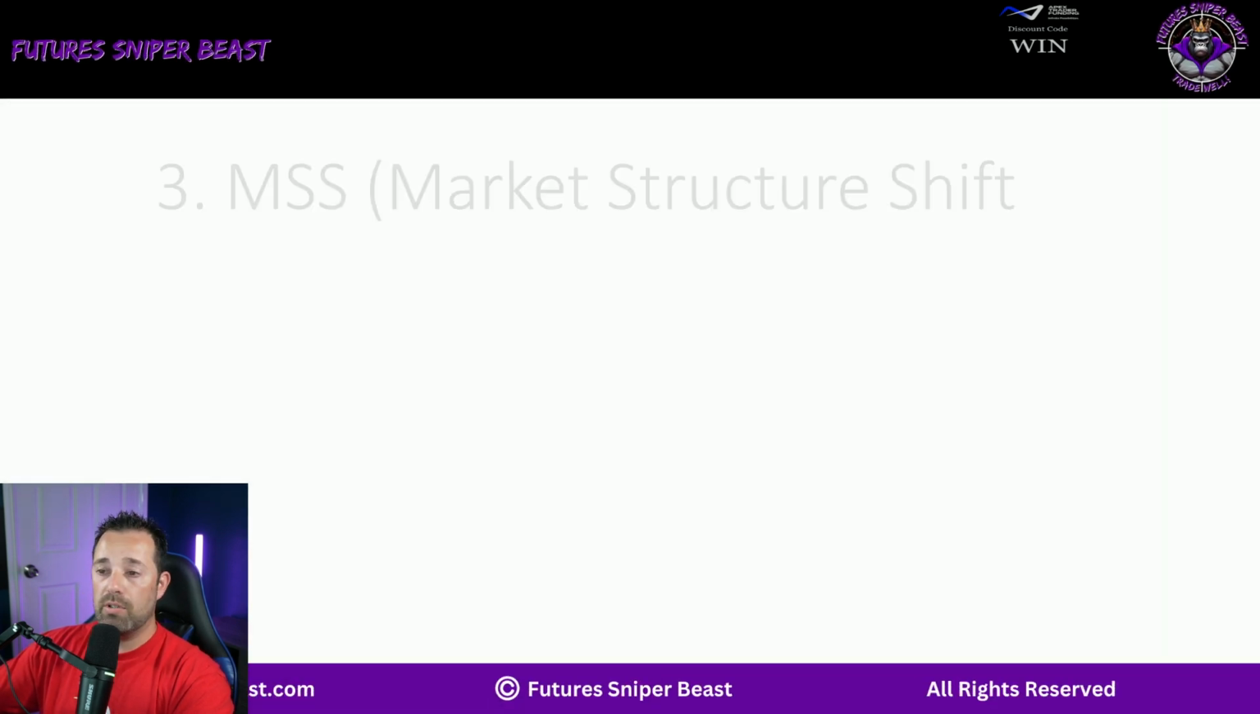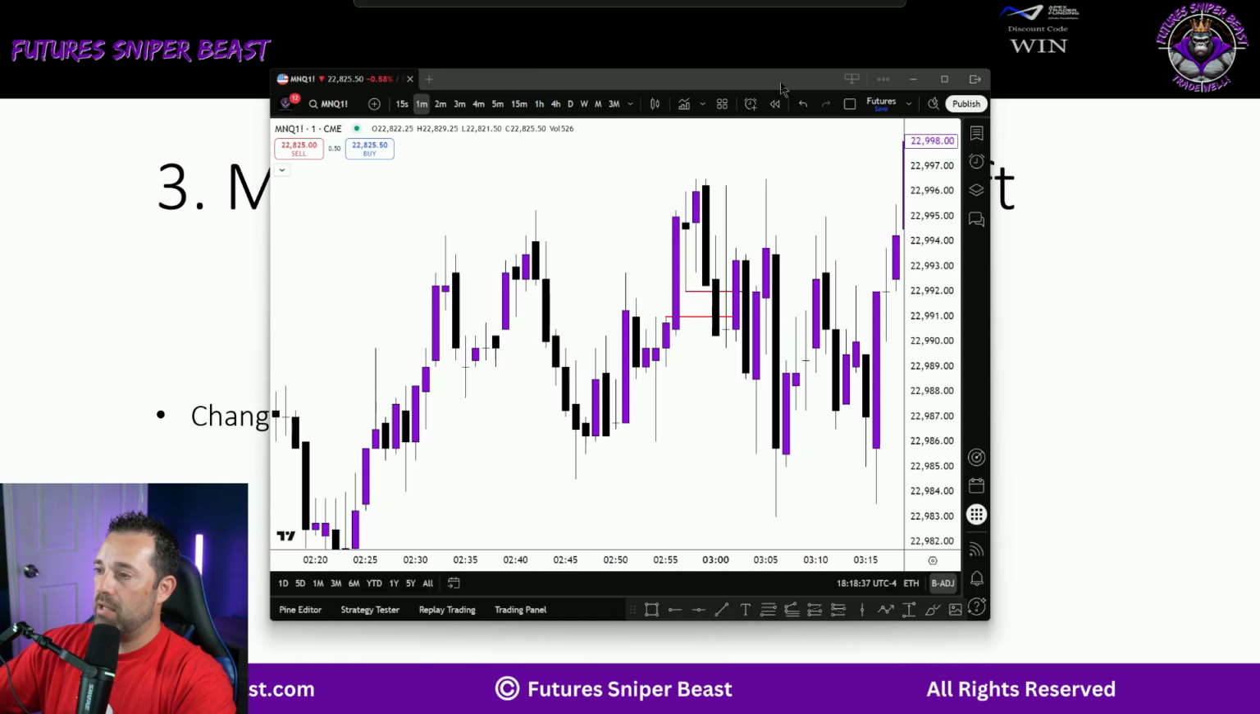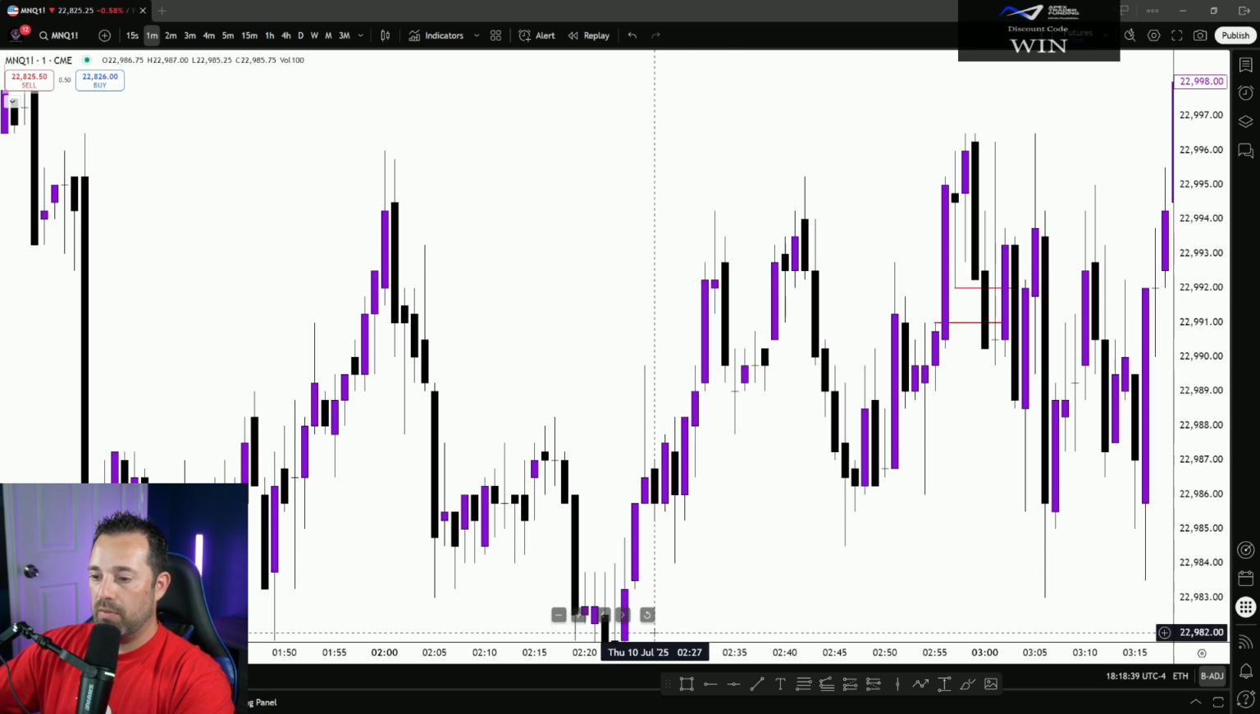Next one is going to be market structure shift. Okay. And these are all elements to a trade. All of these are elements to a trade, how you put them together. I show you in all my other videos how I put them together, but these are all elements that I need for a trade. So market structure shift is a change in the direction of price. And let's go and show an example of that.